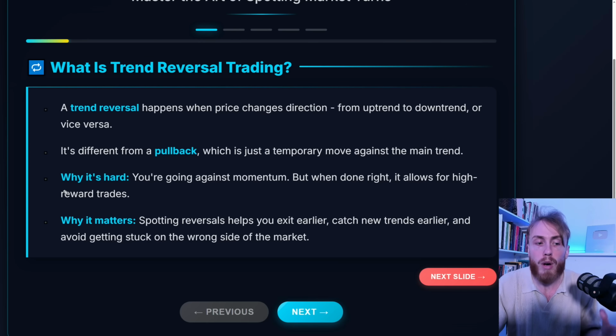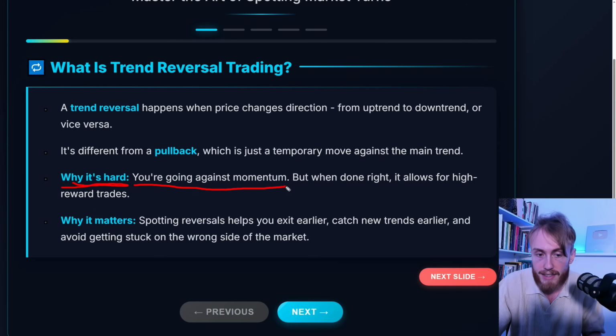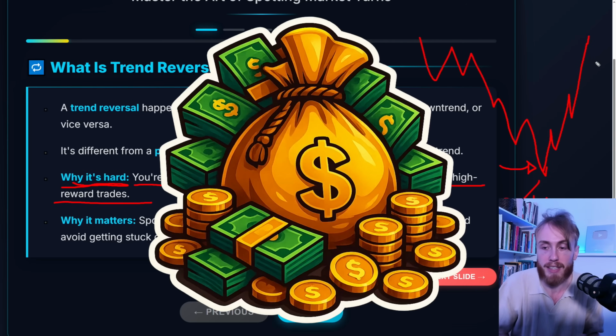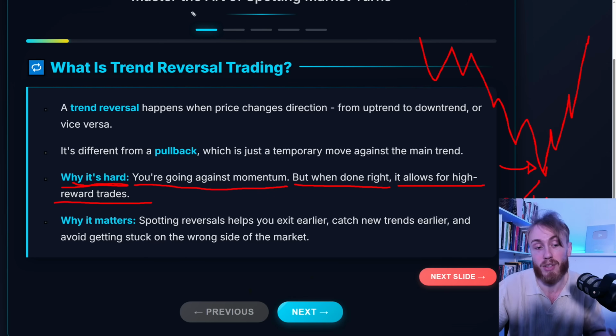But now, why is it so hard to spot these reversals? Well, one of the main factors is that you are actually going against the momentum and you are going against the trend, right? But when you do this right, it allows for very high reward trade, because imagine if you manage to buy, let's say you buy down here, now my camera is a bit away, but if you manage to buy the low all the way down here, that can of course lead to insane reward profiles, but that is also what makes it so hard.